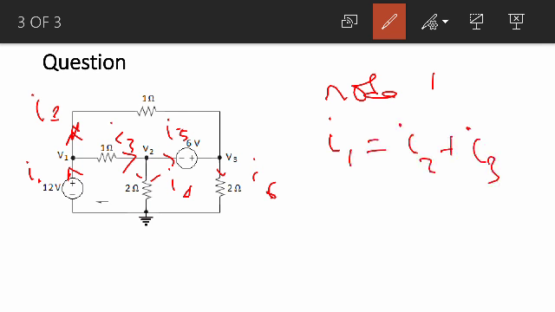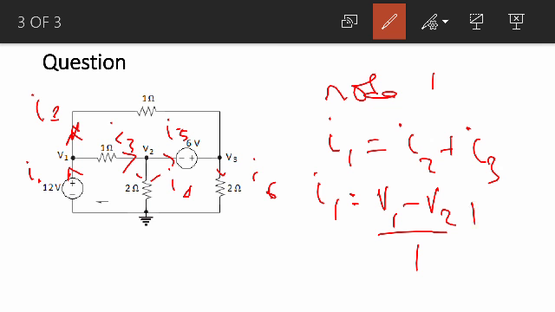But I want us to observe something. The current I1 is not passing through any resistor, okay? So we leave it as I1. We can't represent it in terms of voltage. But I2 is passing from V1 to V3, okay? And passing through a resistor of 1 ohm, so this will be V1 minus V3 all over 1, which is the resistor.